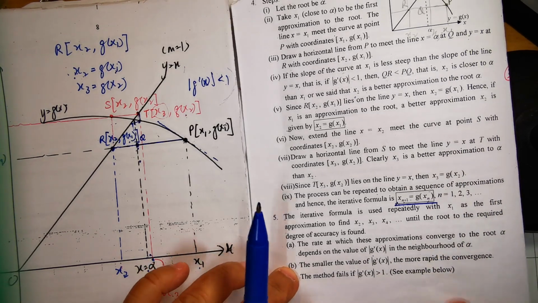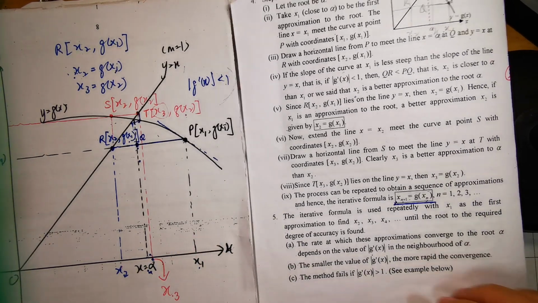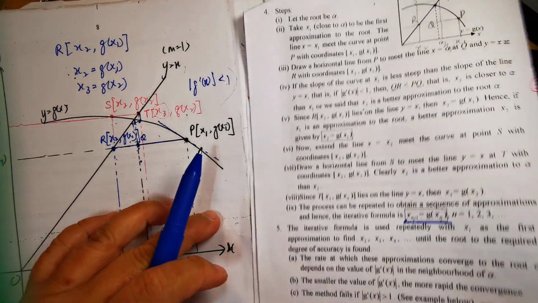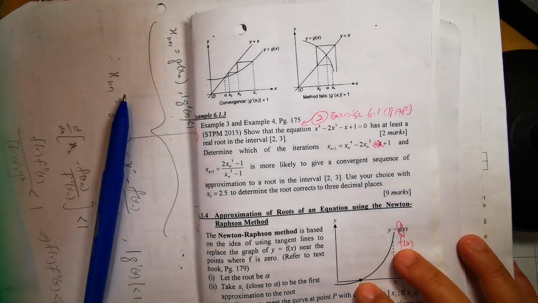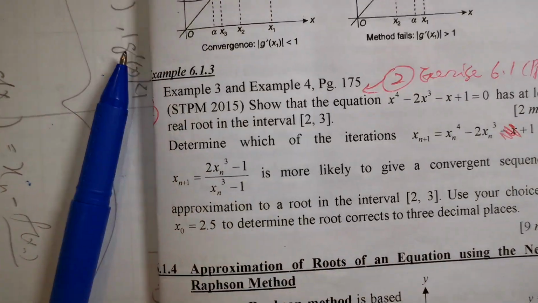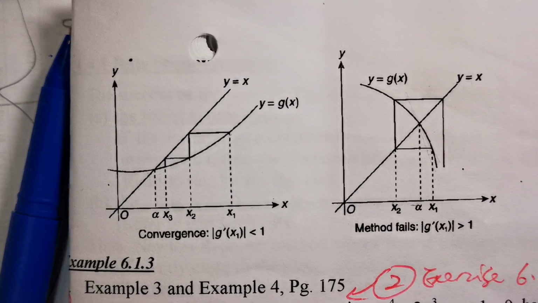Alright, let's see two examples. What is the meaning of the method fail? Okay, like this. Alright, let's make it bigger so I can show clearer.